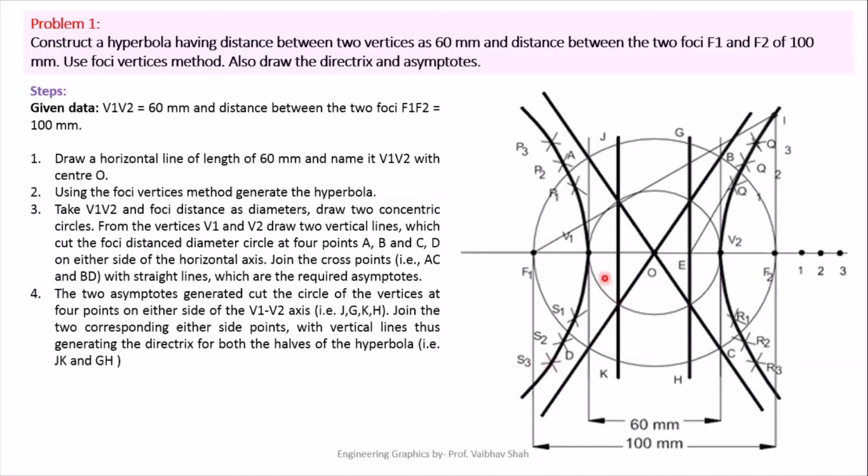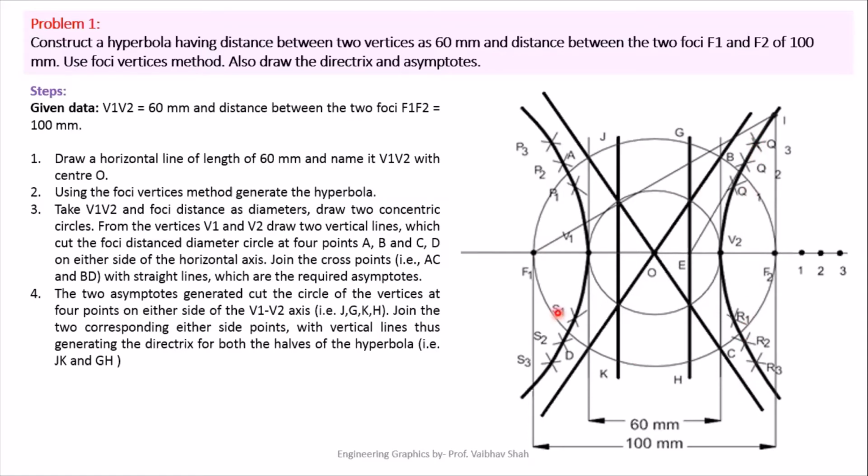Now it is time to change the radius. Let us take the radius equal to V1 till 3 this time, and take your center F2 and cut the previously drawn arcs here and here. Now change the center to F1 by keeping the same radius of V1 till 3. Use this center and cut the previously drawn arcs somewhere here and somewhere down here.